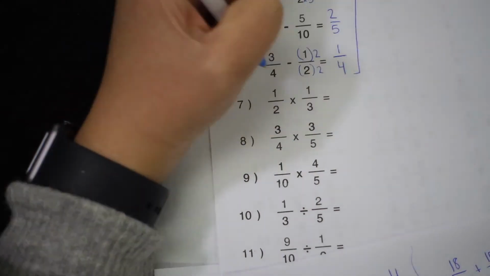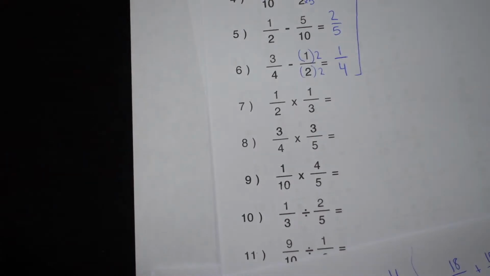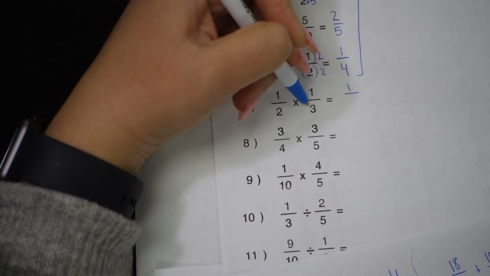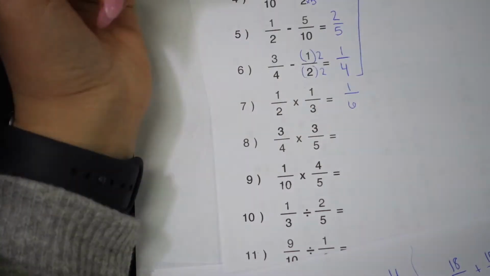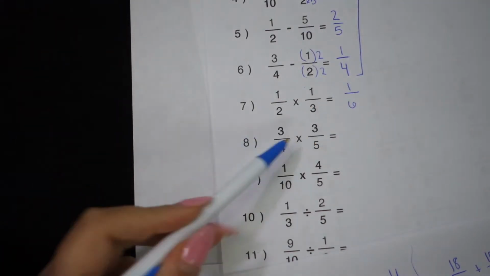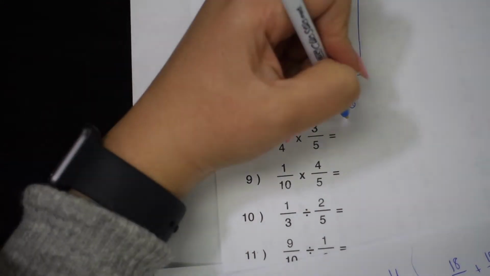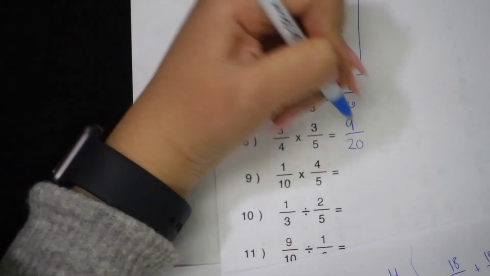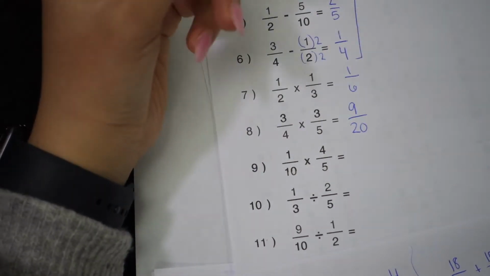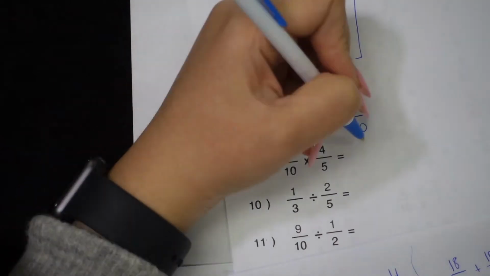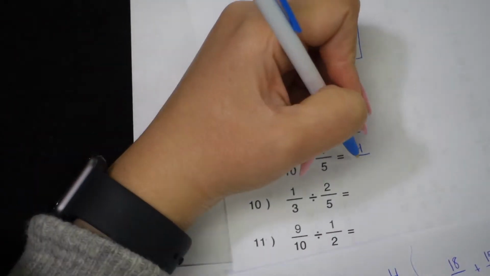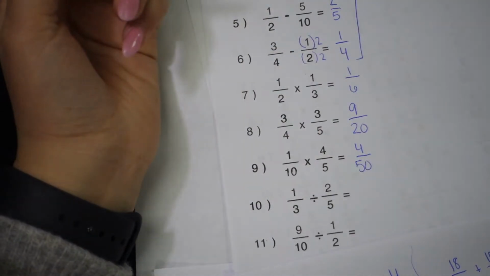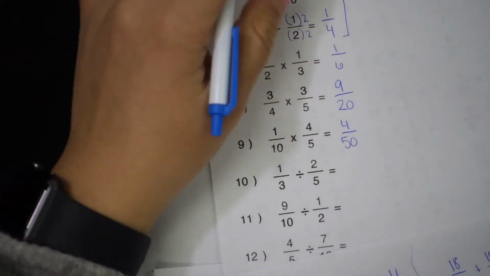So you just have 1/2 times 1/3. You just do 1 times 1, multiply across, and then 2 times 3. What does that equal? 6. Done. Same here, multiply across. 3 times 3 is what? 9. Divided by 4 times 5. 20. Done. This one too takes like no time. 1 times 4 is 4. 10 times 5 is 50. You get 4/50ths. Easy. Done.